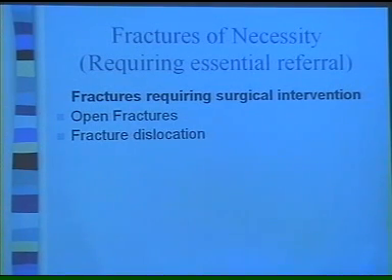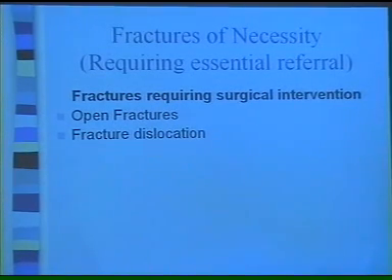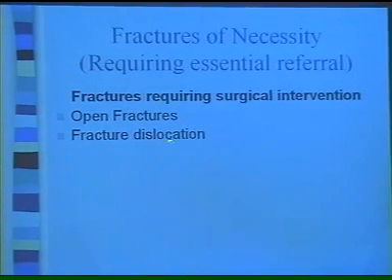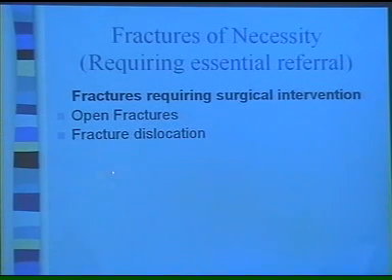A fracture dislocation, again, you can manage the fracture maybe, but not the one which is associated with the dislocation because of the added instability. You try to reduce the fracture, the dislocation doesn't stay in. You reduce the dislocation, the fracture doesn't stay stable.